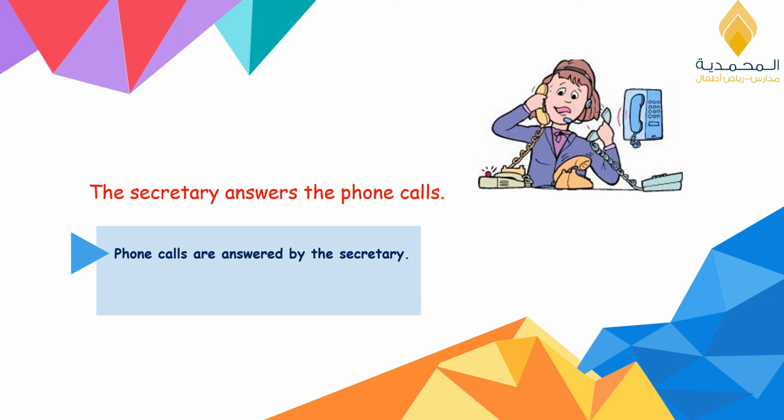So first of all, we are going to delete the subject, which is the secretary. Then we are going to bring the object to the beginning of the sentence. The object here is phone calls. Then we have to change the verb into the past participle. So answers is going to be answered, and we have the sentence, phone calls are answered by the secretary. We added are because phone calls is plural.